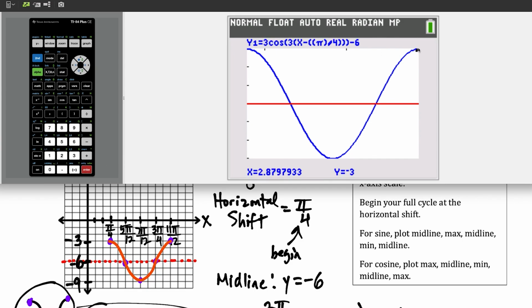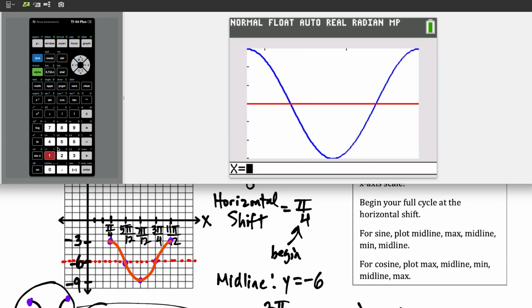And it does, all the way at the end of the graph. If I want to check this value here at 5 pi over 12, let's see, second trace value, 5 pi over 12. And this is just a nice way to check our answer. Notice that it throws us right on the midline, as it should. So our graph checks out.